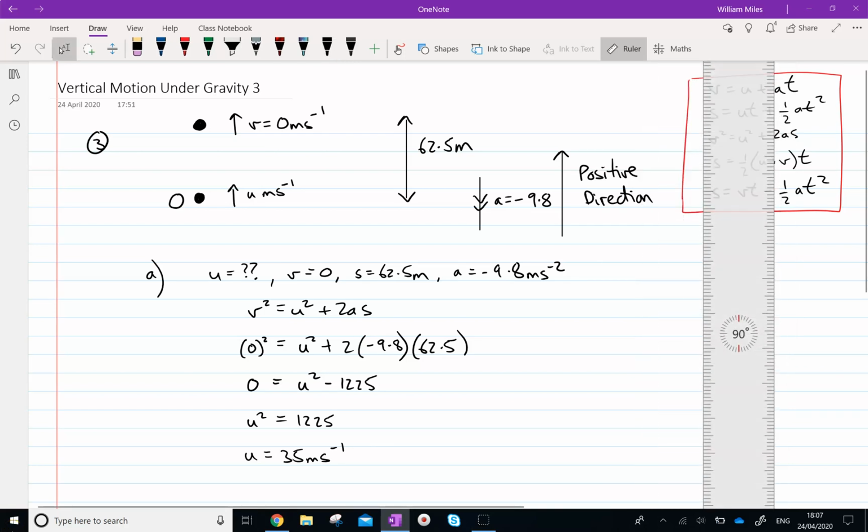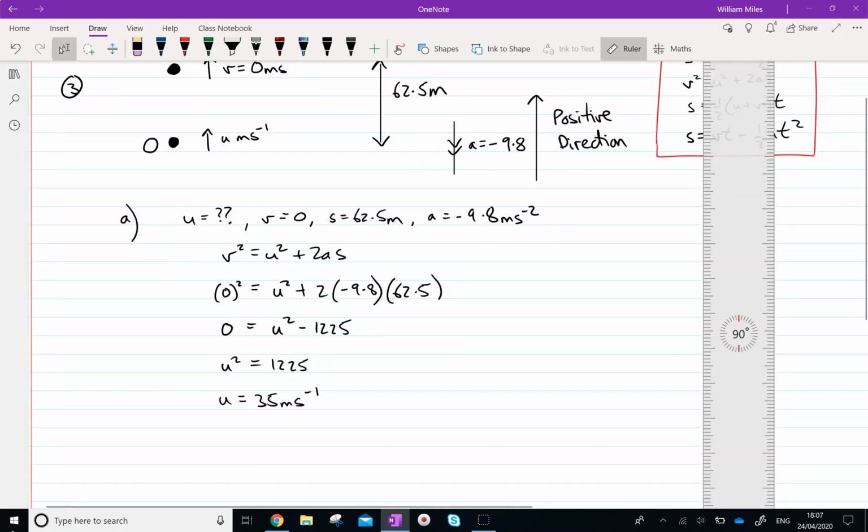Okay, so let's have a little part B. Just to highlight on part A, obviously when we square root our 1225, we could get negative 35 as well, which would just mean that the particle is traveling downwards instead, and that's what would happen if we take 62.5 meters. So we can kind of ignore that because we know that the particle is traveling upwards in the positive direction. Let's have a little look at the second part.